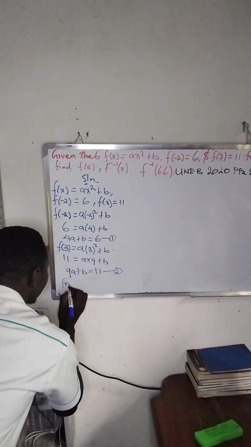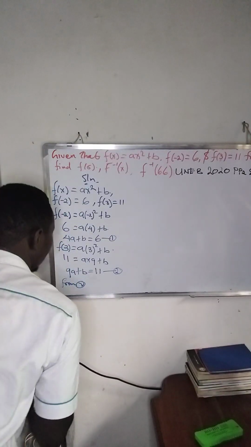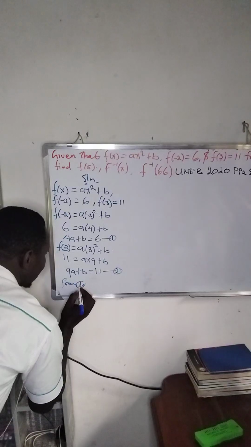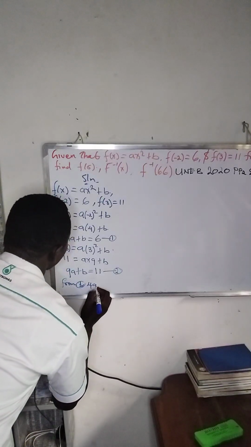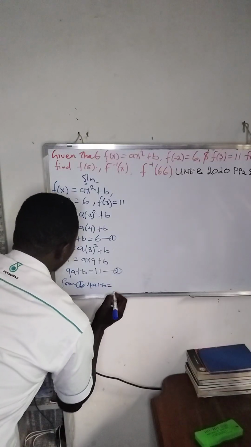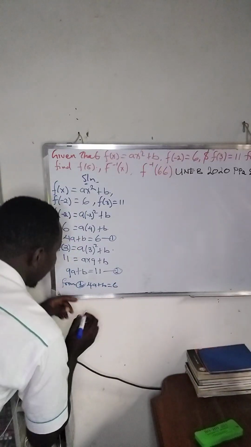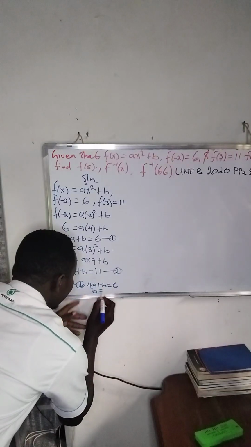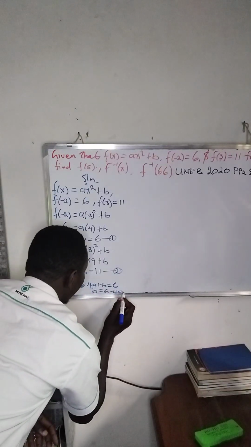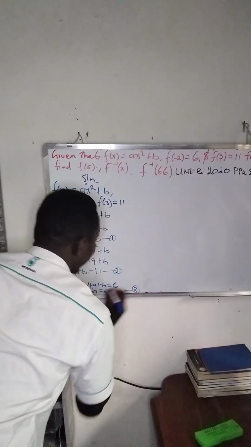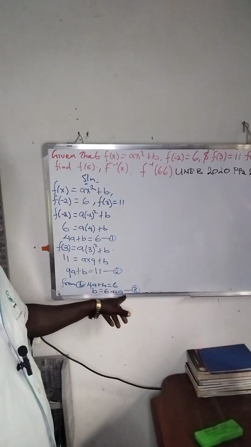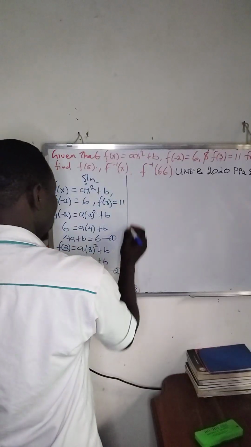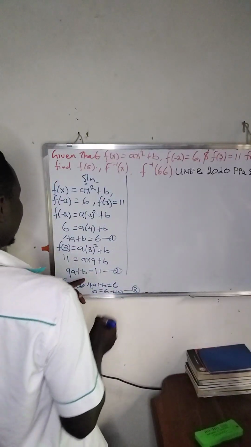Then from equation 1, this is 4a plus b is equal to 6. Meaning, our b is the same as 6 minus 4a. This qualifies to be equation 3. Since b now is equal to 6 minus 4a, now we can just substitute into equation 2.